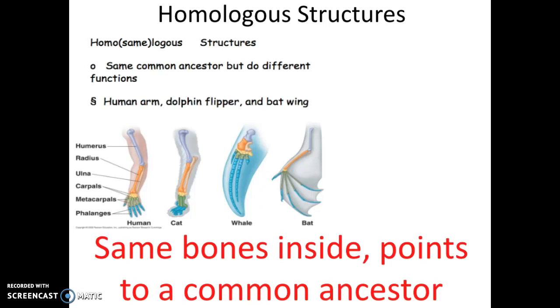Homologous structures. Homologous structures mean that they have the same bones on the inside, possibly different functions of the limb, but the bones are the same. What this points to is a common ancestor. We all used to have the same ancestor and we evolved differently. Humans, cats, whales, and bats. These are homologous structures. This is comparing the anatomy.